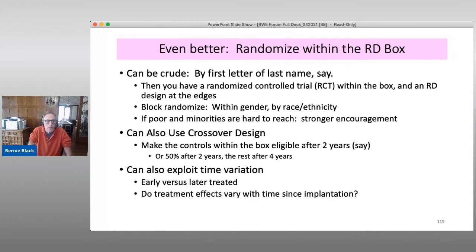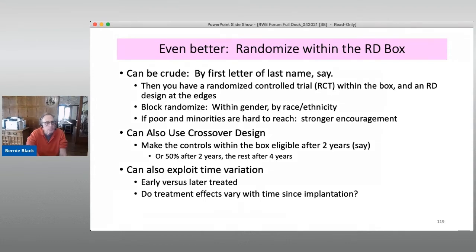Within the box, you can block randomize by gender, by race or ethnicity. If poor minorities are hard to reach, you can use stronger encouragement. What else can you think about? You can think about a crossover design. If only some people inside the box are eligible, make the controls eligible after 2 years, or half eligible after 2 years and the rest after 4 years. You can look at time variation, early versus later treated, right? The treatment effects vary with time since implantation.